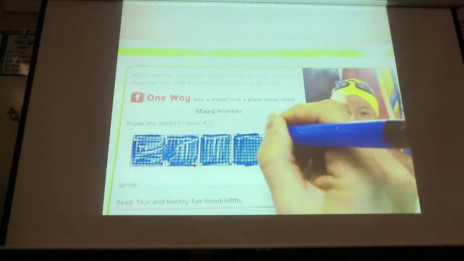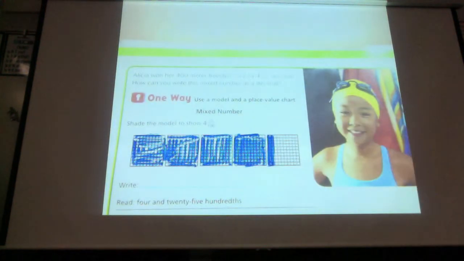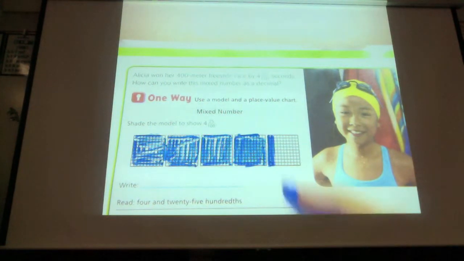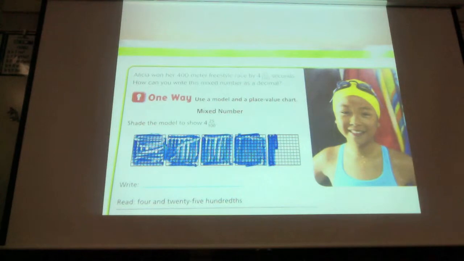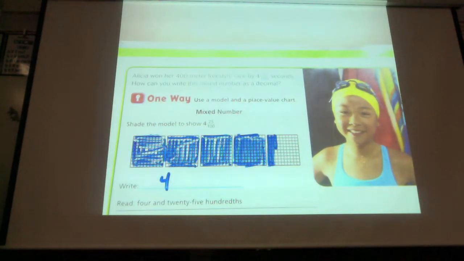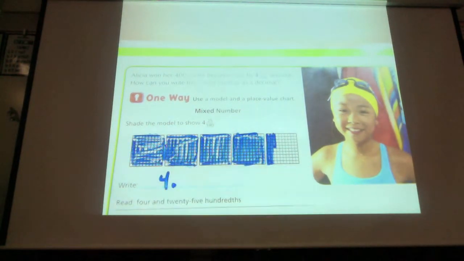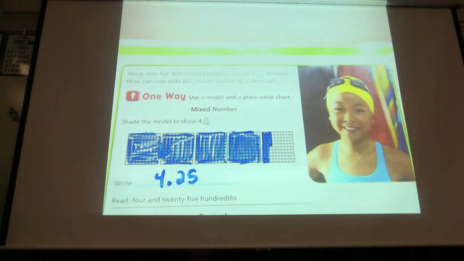Okay, so 2 whole things down, and then half of the next one. 1, 2, 3, 4, 5. It should look like that. So writing this is going to look like 4 in the ones place because those are 4 whole numbers. Then I have my decimal because now I'm going to do my fraction. And how much is my fraction? 25 hundredths. 25 hundredths looks like that.